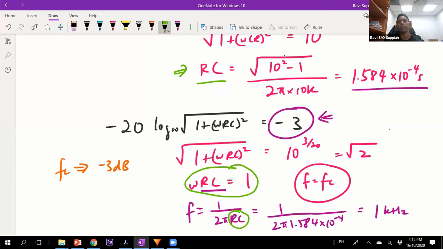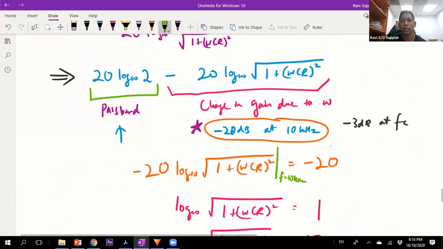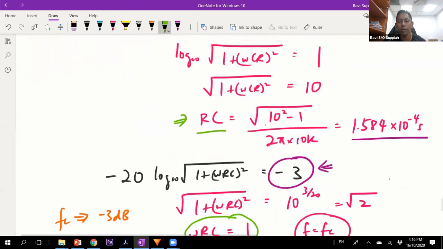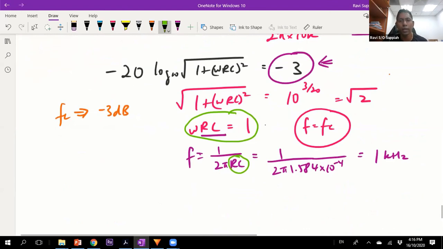The first point is when the frequency is 10 kilohertz. We know that when the frequency is 10 kilohertz, the change in the gain is supposed to be -20 dB. That is the first expression. You have to remember that this expression is relating two things: the passband gain, and the change in the gain because of omega. We're analyzing the change in the gain at two specific points. The first point is at 10 kilohertz, where it must be -20 dB. With that information, we get the RC value, and then we use that to find FC. We do not know FC, but we know that at FC, the gain has to drop by -3 dB. That is why we do this, and then we use the RC value to find the frequency.